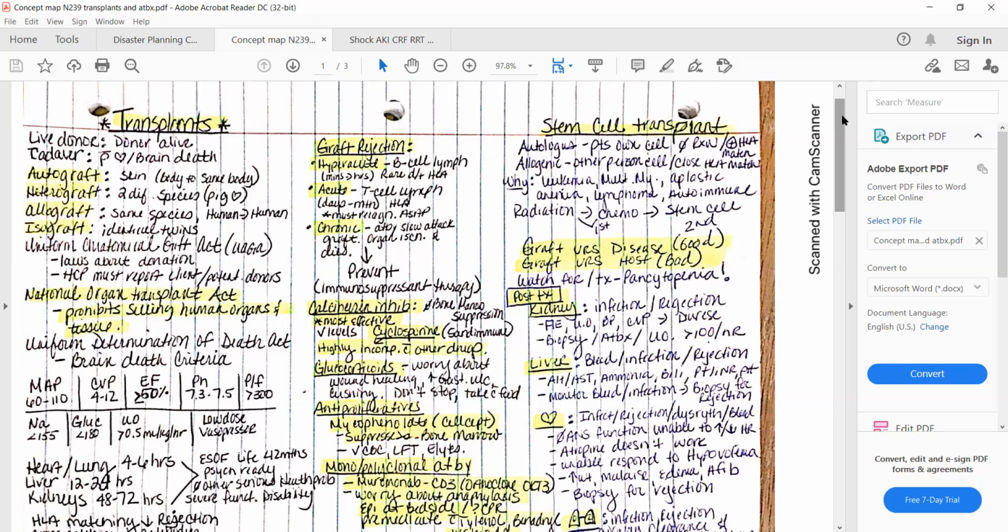Okay, there are a couple of laws here that she talks about. Uniform Anatomical Gift Act: these are laws about donation. The healthcare provider must report clients and report donors. So this is why I said, when you are in the ICU, I don't care what your values are about organ donation and transplantation. You are required by law to report anybody who meets the criteria for a possible organ donor. They're absent of brainstem reflexes, right?